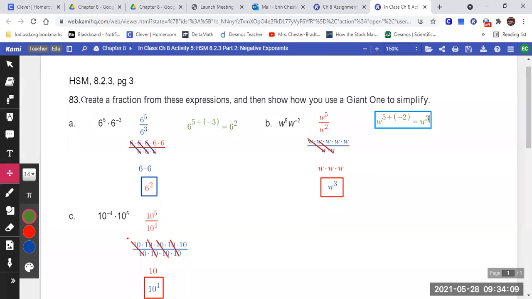Now, we didn't do it originally this way because they specifically asked us to make a fraction and do the giant 1 stuff, which is expand. But this is the other way to do it. If they're not specifically asking you for a way, you could use this way. How would we do this one? Part C.